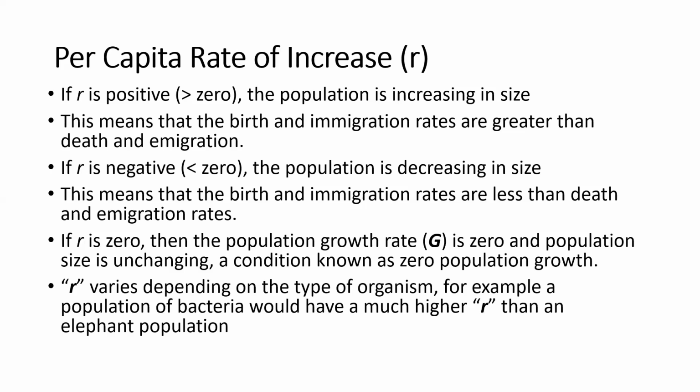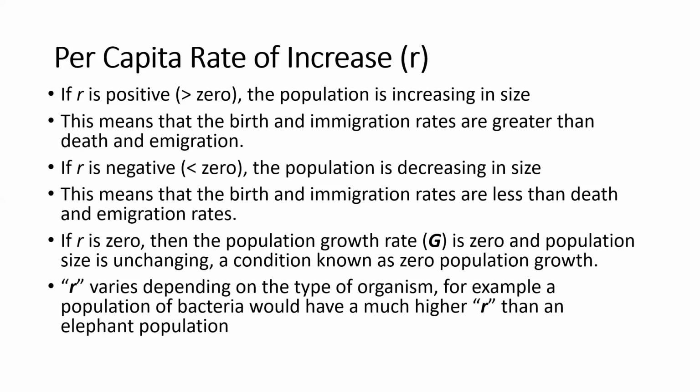So if R is positive, the population is increasing in size, because that means those who are born and those who are coming in are more than those who have died and those who have left. That's how it is. When R is negative, that means those who left plus those who died are more than the birth rate and those who entered the society. So that's how it is.